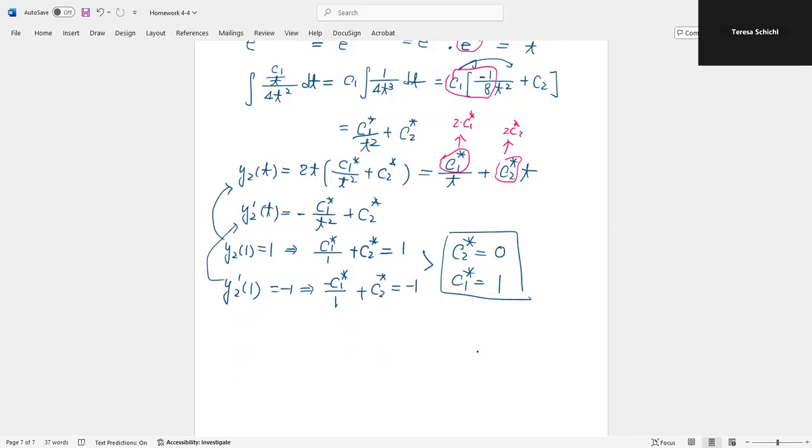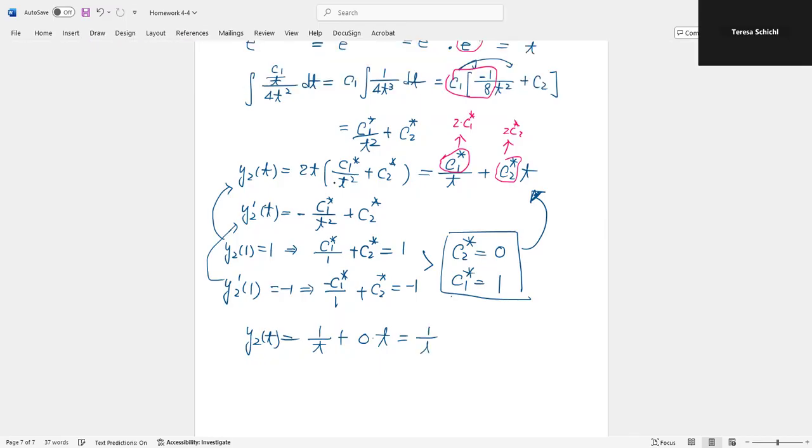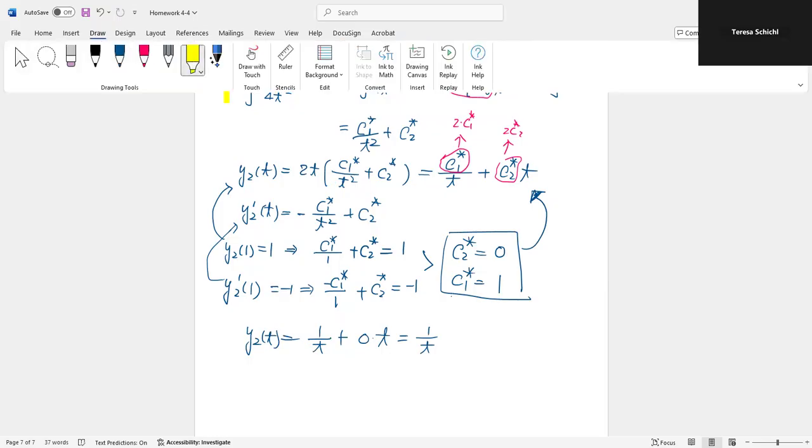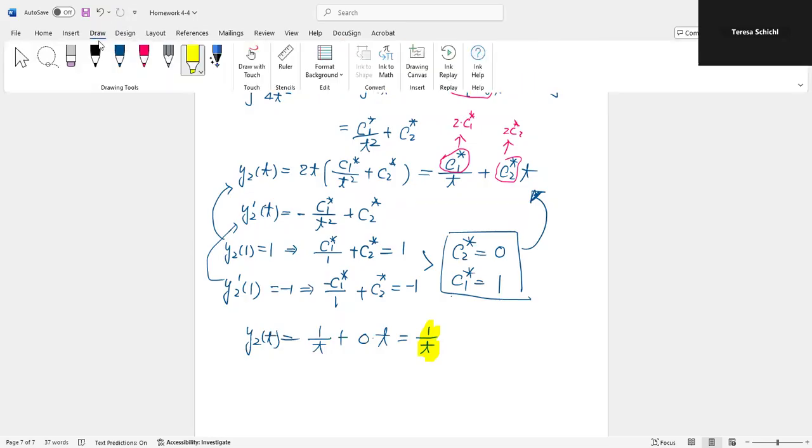So this is my condition. Then I substitute this into my y2. So what is my y2(t) going to be? So C1 star is 1, so it's 1 over t plus C2 star is 0 times t, so it's equal to 1 over t, right? So this is 1 over t here.